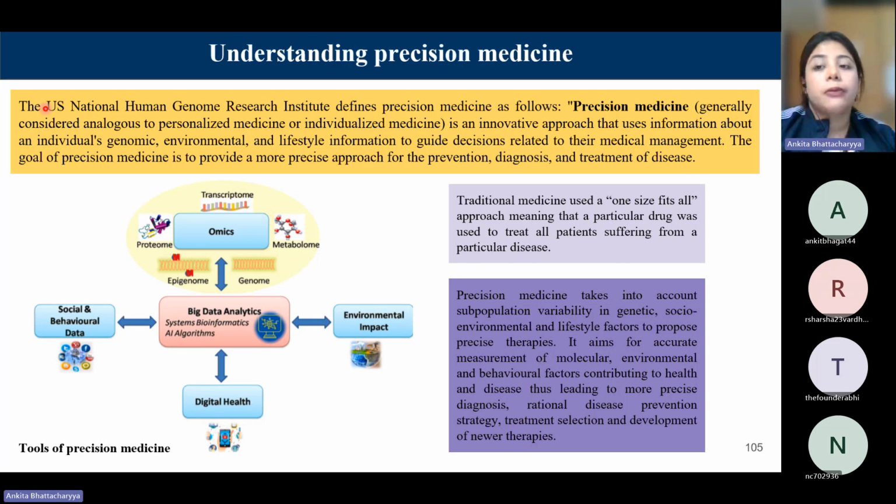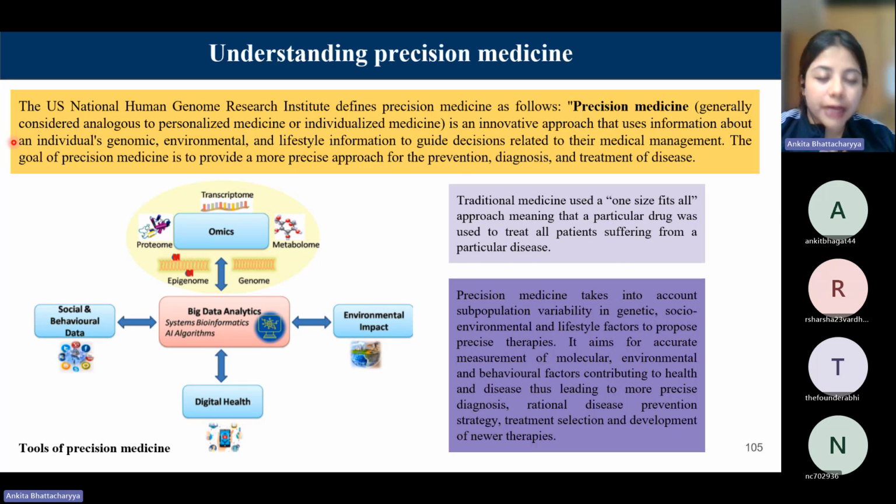The Institute defines precision medicine as follows. Precision medicine, generally considered quite analogous to personalized medicine or individualized medicine, is an innovative approach that uses information about an individual's genomic, environmental, and lifestyle information to guide decisions related to their medical management. The goal of precision medicine is to provide a more precise approach for the prevention of the disease, the diagnosis of the disease, and its treatment.